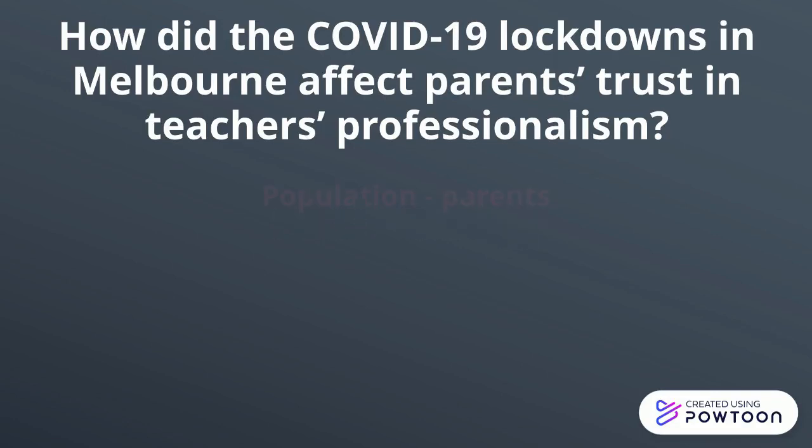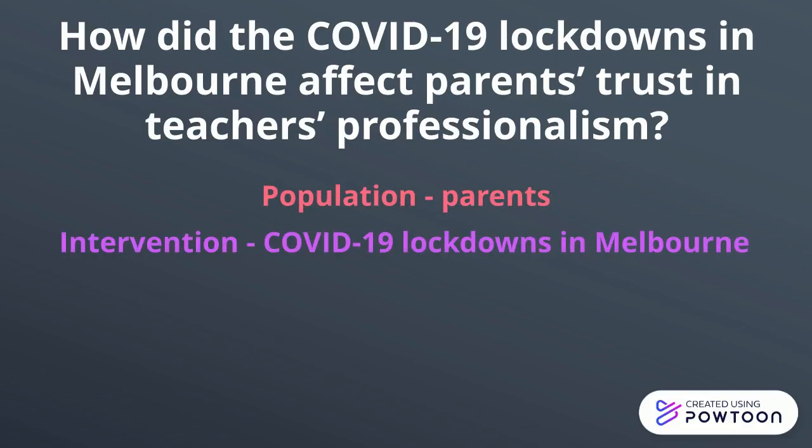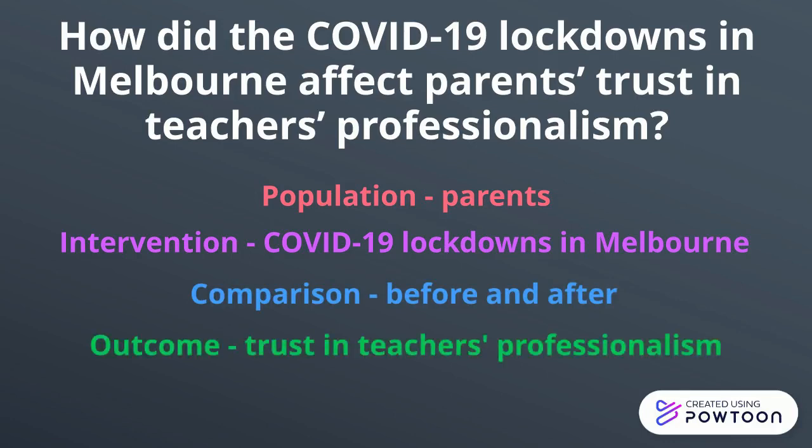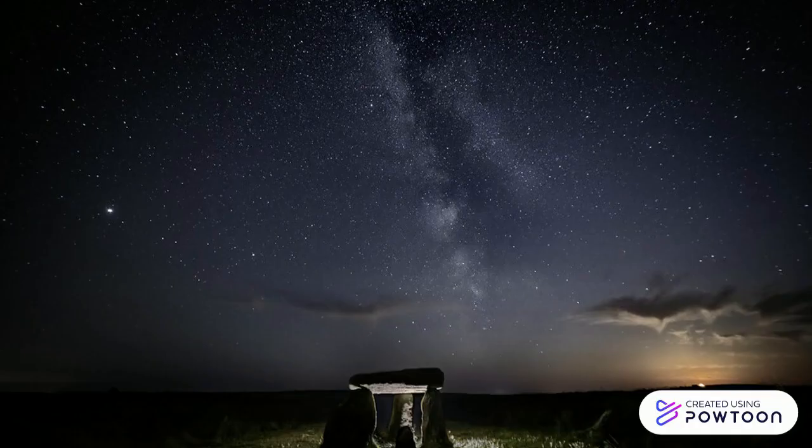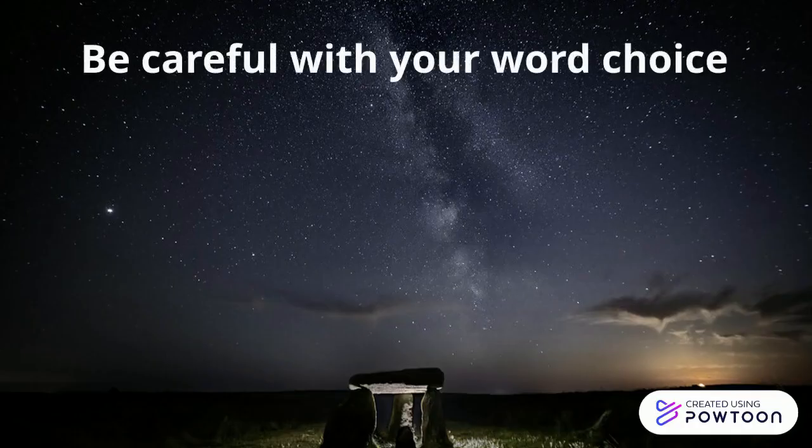In this case, the population will be the parents included in the study. The intervention is the COVID-19 lockdowns in Melbourne. The comparison is the parents' perceptions before and after the lockdown, and the outcome is the level of trust in teachers' professionalism. Remember that the descriptor words you use in your research questions can convey differences in your purpose. As such, be careful with the words you use. For example, exploring the perceptions of a person can be very different from understanding the beliefs of someone.